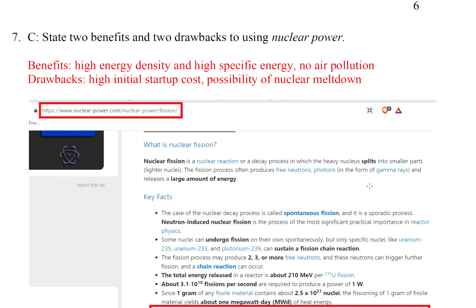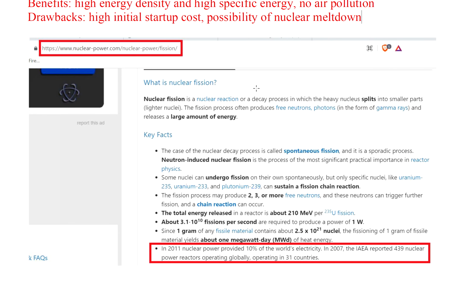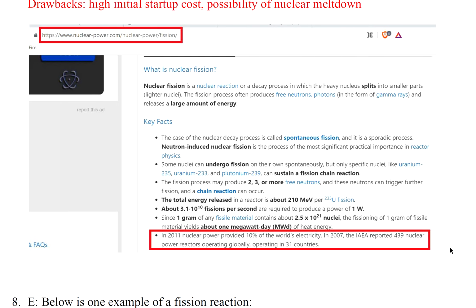Question 7. State 2 benefits and 2 drawbacks to using nuclear power. Benefits: high energy density and high specific energy, no air pollution. If you forgot energy density and specific energy, take a look at a previous worksheet. Drawbacks: high initial startup costs, possibility of nuclear meltdown. Not good. Okay. So this website says in 2011, nuclear power provided 10% of the world's electricity. We have 439 nuclear power reactors operating globally, in 31 countries.